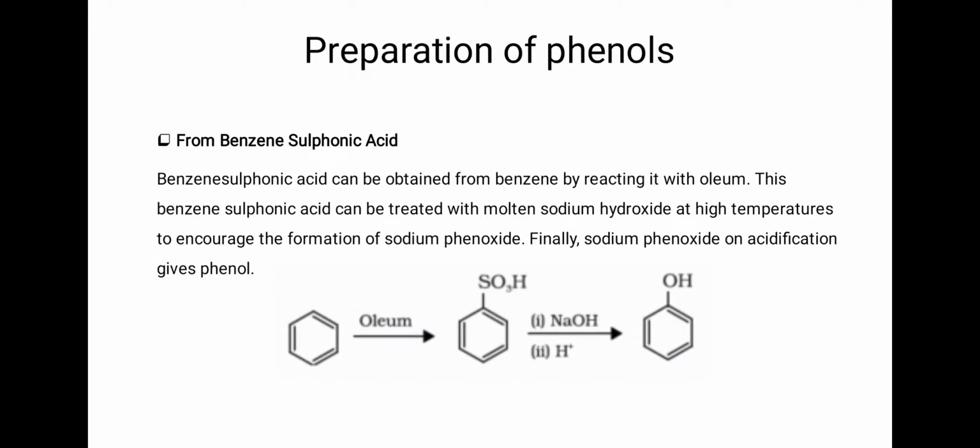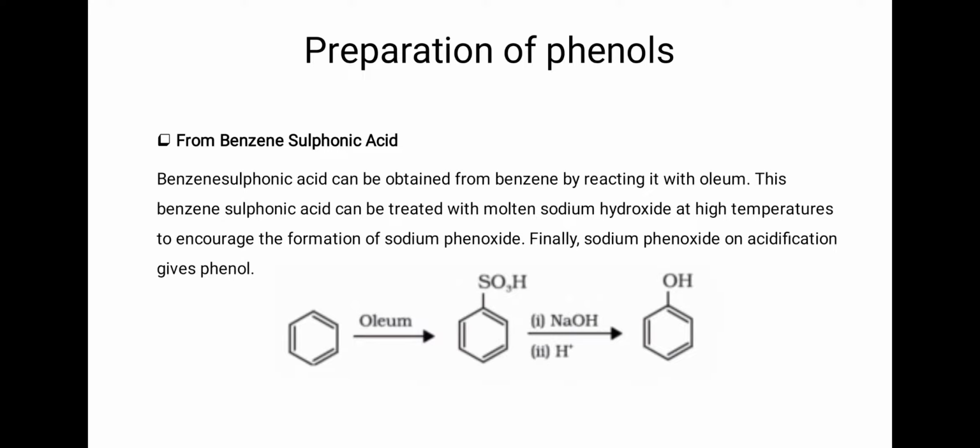So, if I start with the first reaction, or we can say the method of preparation of phenol, that is from benzene sulfonic acid. Yes, from benzene sulfonic acid we can easily prepare phenol. Benzene sulfonic acid can be formed with the help of benzene and the reaction with oleum. As we all know, oleum is fuming sulfuric acid. So benzene sulfonic acid can be obtained from benzene by reacting with oleum.